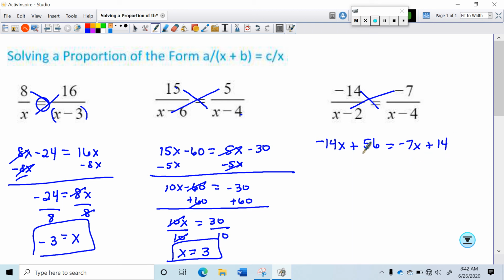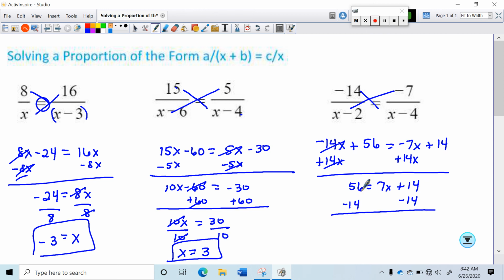Putting my x's together, I move the smallest one, so the opposite of negative 14x is positive 14x. Opposites cancel. 56 equals 14 take away 7 is 7x plus 14. I want to subtract 14 from both sides. 56 take away 14: 6 take away 4 is 2, 5 take away 1 is 4, equals 7x. Opposites cancel. 7 times x, the opposite of times is divide. Divide both sides by 7. 42 divided by 7 is 6. Top cancels with bottom, so 6 equals x.